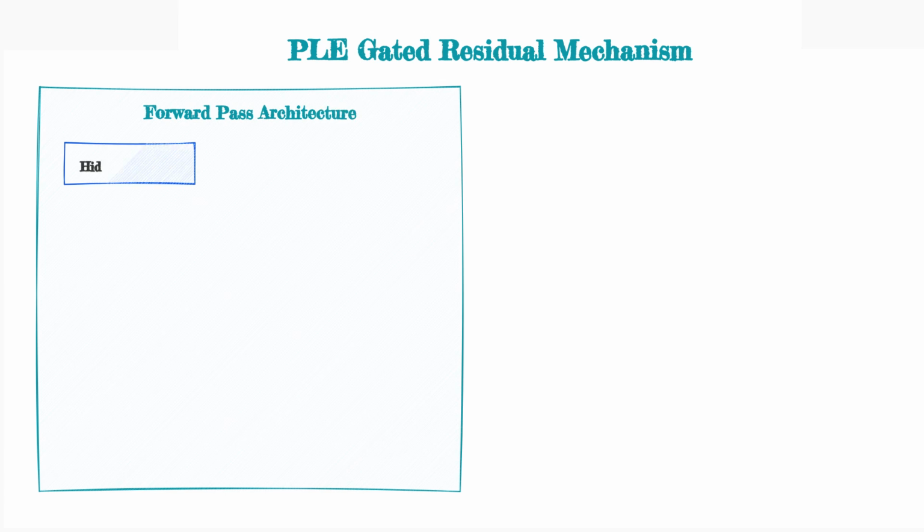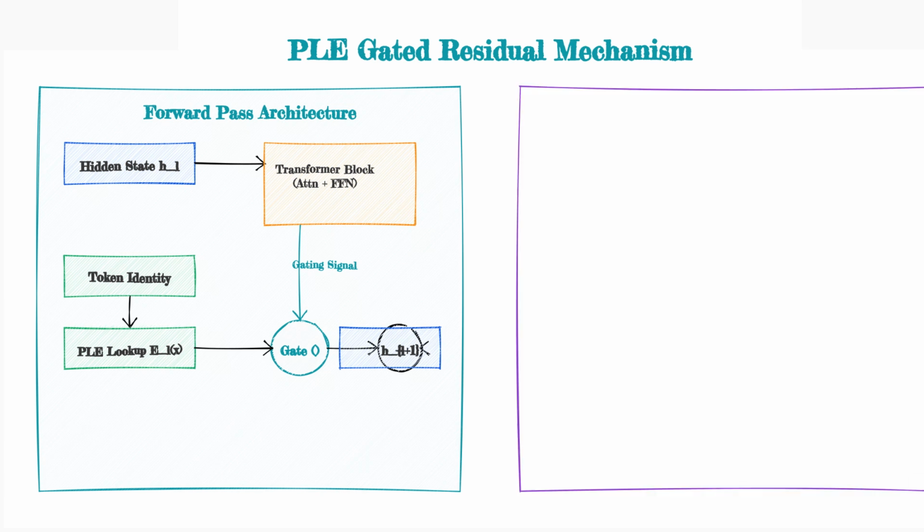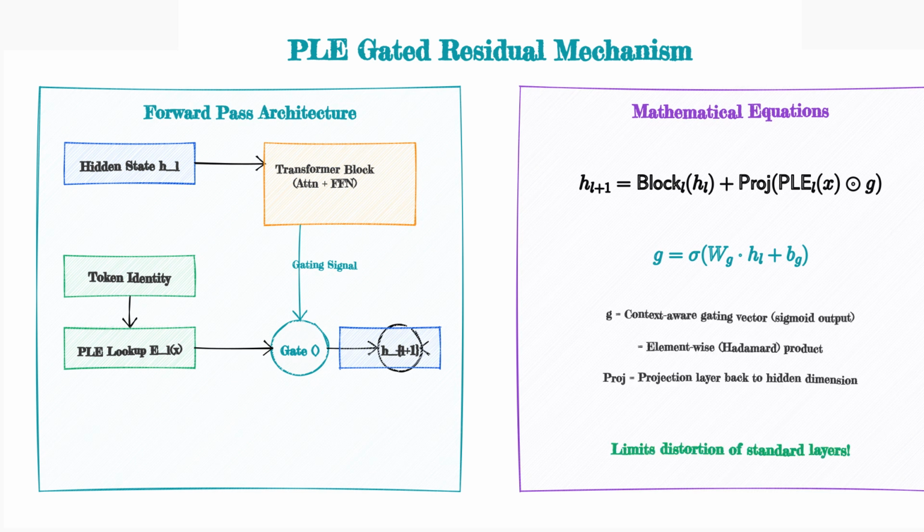How does this look under the hood? Inside each decoder block, PLE utilizes a gated residual update. During the forward pass, a parallel, lower-dimensional conditioning pathway runs alongside the main residual stream. First, the token identity is used to look up the layer's specific embedding vector. Simultaneously, the block's current hidden state is projected to generate a gating signal. An element-wise multiplication modulates the token vector with this gating signal, ensuring contextual alignment.